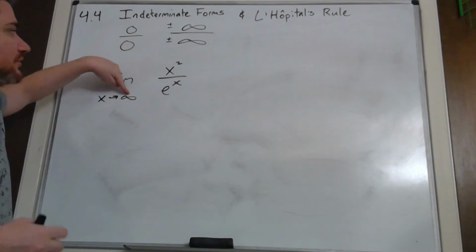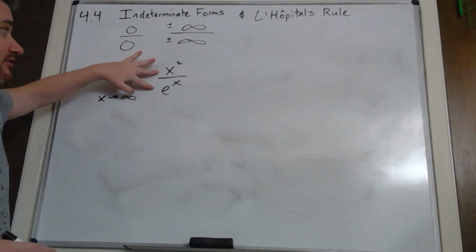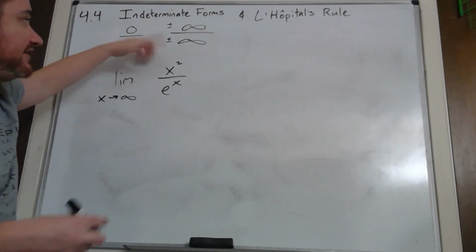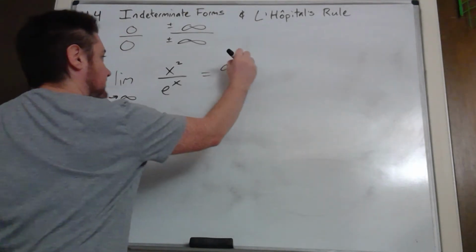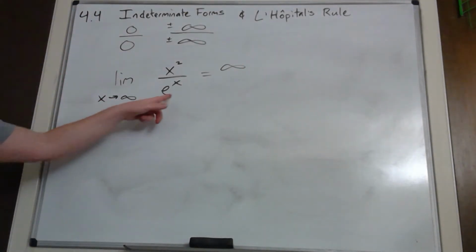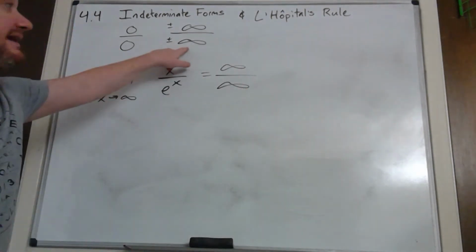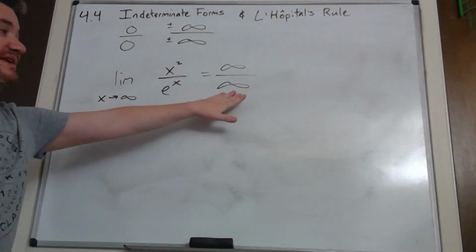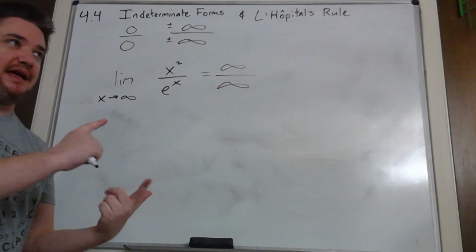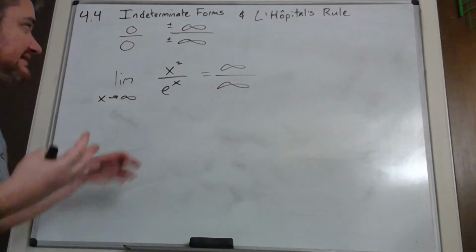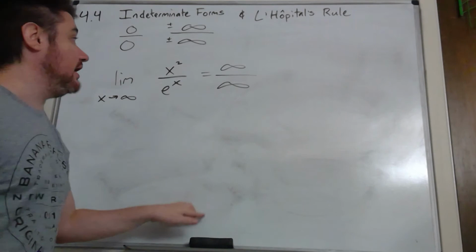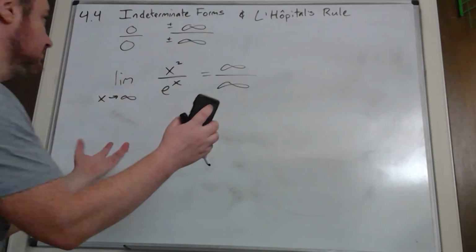But as x gets larger, both of these are increasing functions. As x gets larger, x squared gets larger, so that's going off to infinity. As x gets larger, e to the x is also growing, it's moved to the right, so that goes off to infinity. So we've got an indeterminate form. Again, that doesn't mean anything as far as the limit existing or not existing. If it does exist, it doesn't mean it's infinity. It really is just inconclusive.